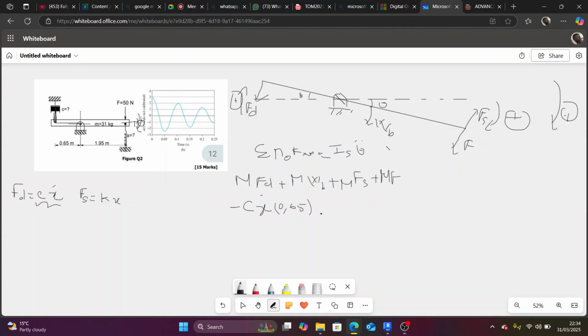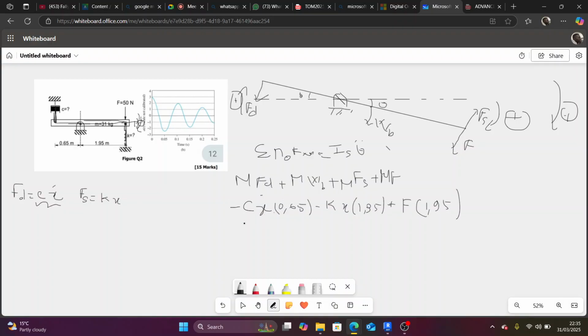For the spring, if the spring is here, what is the perpendicular distance? 1.95. So you're going to have minus kx multiplied by 1.95. Easy as that, guys. Okay, force. How is the force? It's positive, right? It is the one leading the direction. If the force is here, what is the perpendicular distance? 1.95. So you can write F multiplied by 1.95. Are we good?